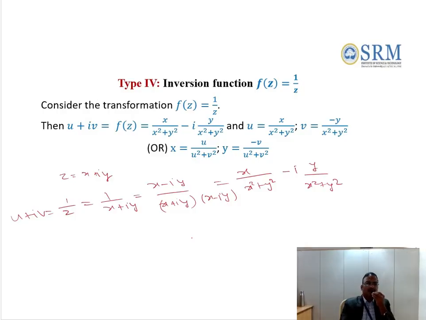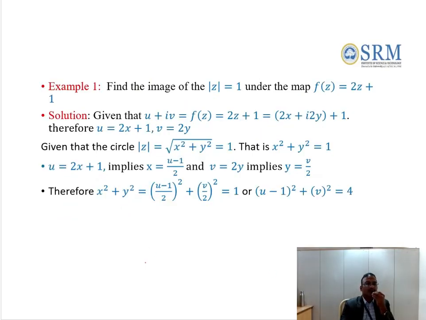Then after equating the real and imaginary parts, we are getting u equal to x by x square plus y square and v equal to minus y by x square plus y square. Or we can write x equal to u divided by u square plus v square and y equal to minus v divided by u square plus v square. Both ways we can write. Now let us see some problems based on this elementary transformation.